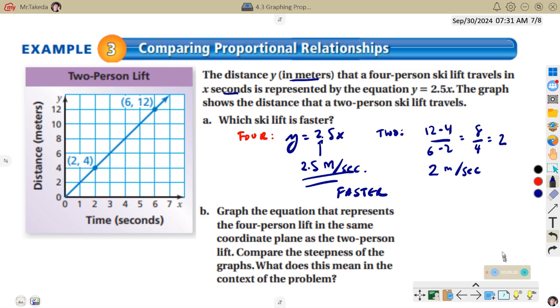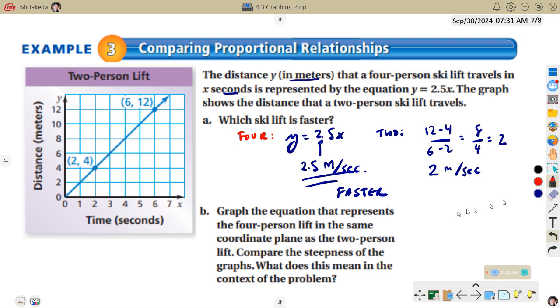Okay, so now we're asked to graph the equation that represents the 4-person lift in the same coordinate plane as the 2-person lift. Compare the steepness of the graphs. What does this mean in the context of the problem? So, what do you think is going to happen if we graph the 2.5? What do you think is going to happen? Okay, let's go ahead and graph it.